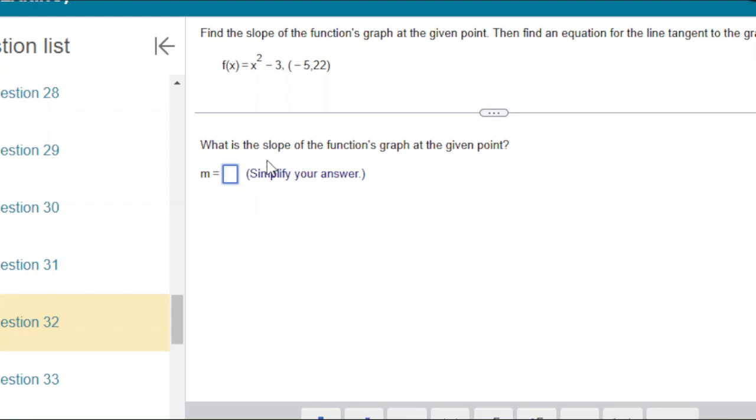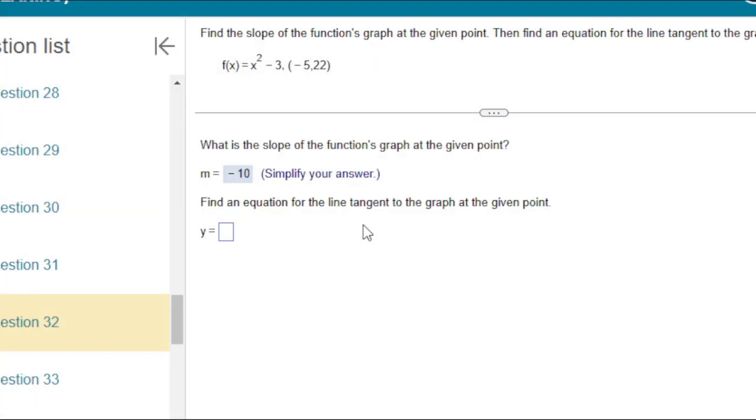So let's go answer the question. What is the slope of the function? Well, wasn't it negative 10? Okay, so the m is negative 10. That's really, again, just what is f prime of negative 5, right? F of negative 5 was 22, but f prime of negative 5 was negative 10. And our final answer ended up being negative 10x minus 28.